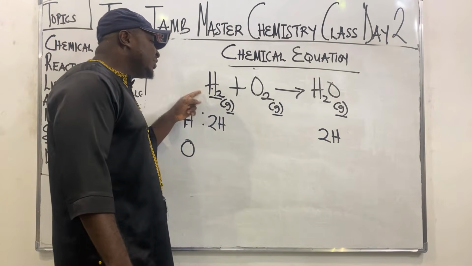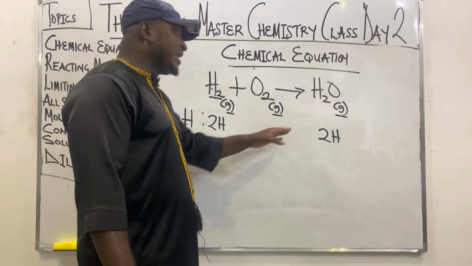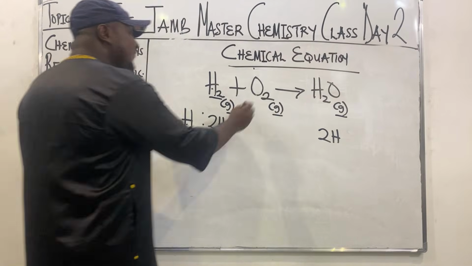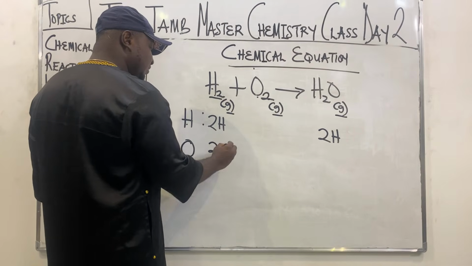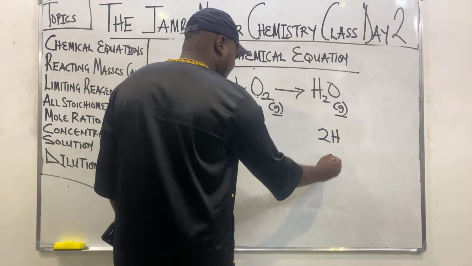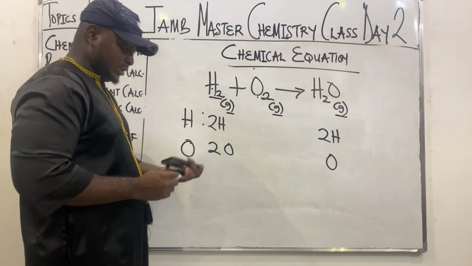Now, how many hydrogens do you have on the left hand side? Two hydrogens. On the right hand side, H2, two hydrogens. So hydrogen is balanced. Now let's go to oxygen. On the left hand side, you have two oxygens. But on the right hand side, you only have one oxygen. So oxygen is not balanced.